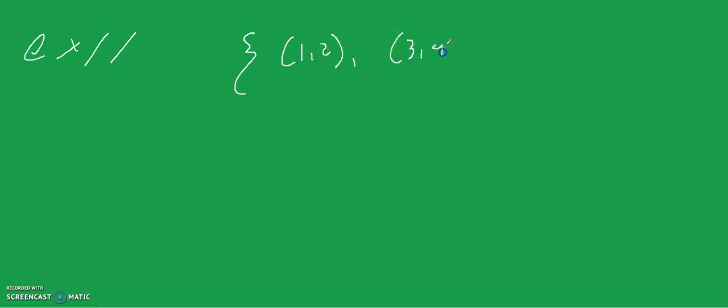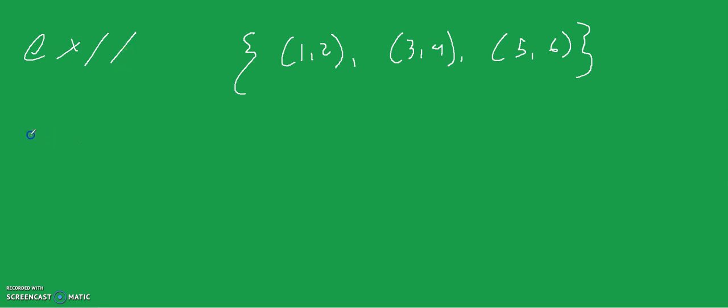Now let's look at an example of a relation and let's find its domain and range. So first of all, a relation has to be a set of ordered pairs. So let's make a set. Let's say (1, 2), (3, 4), and (5, 6). So this is my relation. It's a set of ordered pairs. The ordered pairs are (1, 2), (3, 4), and (5, 6).